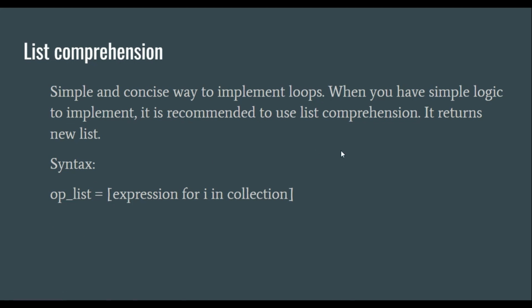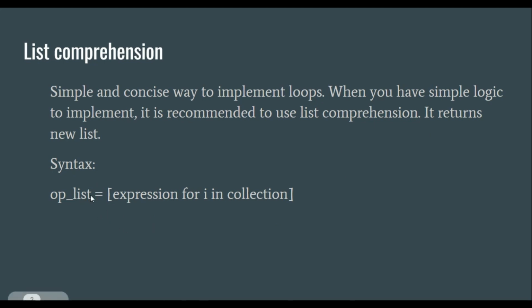When you have simple logic to implement in a for loop, at that time you can use list comprehension, right? So now what is the syntax of this list comprehension?